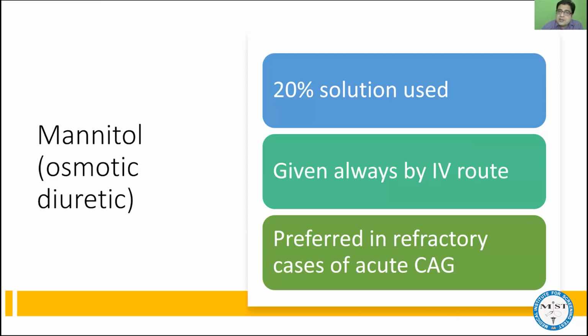Now, this drug has a role in the treatment of an acute attack of glaucoma that is refractory to acetazolamide as well as pilocarpine eye drops. So if first line drugs like acetazolamide and pilocarpine eye drops cannot control an acute attack of glaucoma, then we think of giving mannitol under the observation of a trained ophthalmologist.